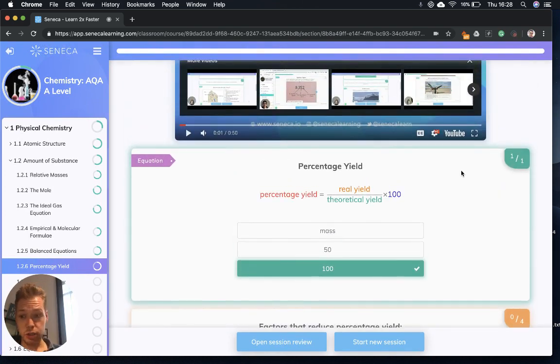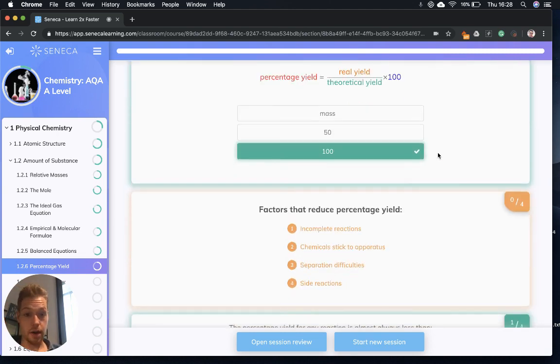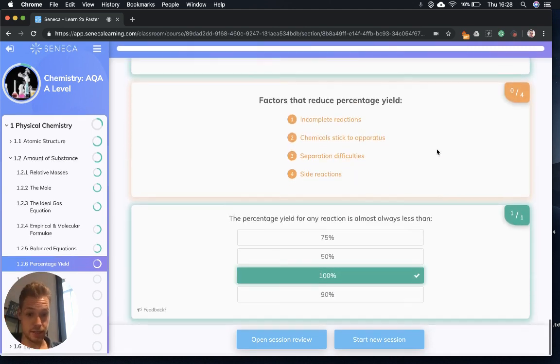So let's say you were expecting to make 10 grams of a product, but you only made 1 gram. So our real yield was 1, our theoretical was 10. We do 1 divided by 10 times 100. So our percentage yield will be 10%.